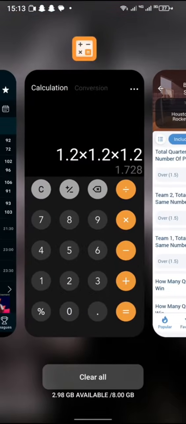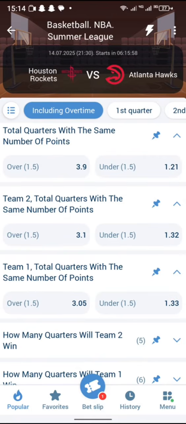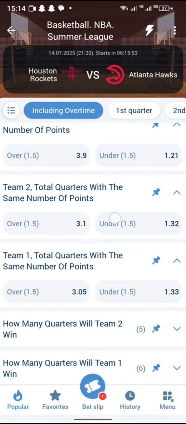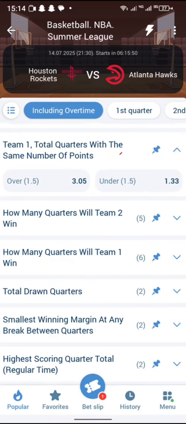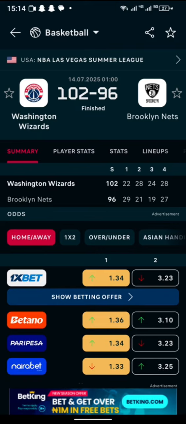So now let me use a game here. Now guys, let me just use it for an example. We have already played this option that team one will not have the same number of points in two quarters. That's for the under 1.5. Now let's use this game for instance. It has been played, but let's just use it for instance. Now let me check. Did team one have the same number of points in two quarters? Yes, they did. Why? Because they had 28 in the second quarter and they had 28 in the fourth quarter.